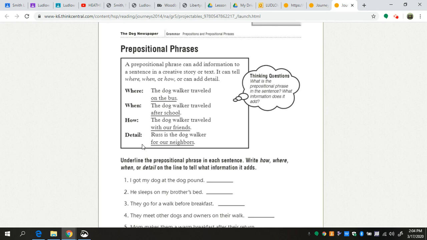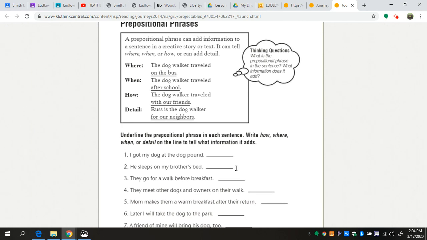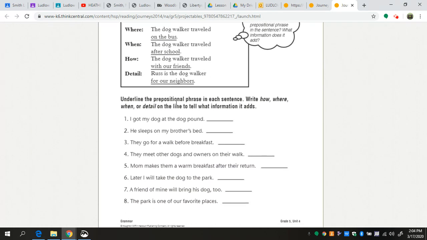And an example of a detailed prepositional phrase would be Russ is the dog walker for our neighbors, I'm sorry. Now let's look at the activity that we have here. We are supposed to underline the prepositional phrase in each sentence, write how, where, when, or detail on the line to tell what information it adds.